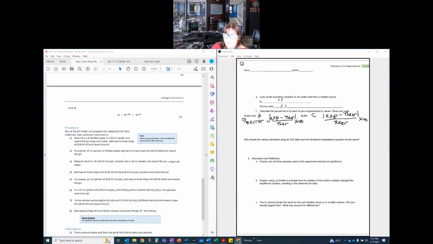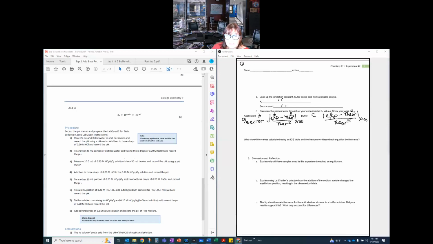Okay, so that's how you'll calculate percent error for both of those. And remember, the experimental here is the answer from number B. The experimental here is the answer from number C. And both the theoreticals are from E. Okay, so that's where you find those numbers.